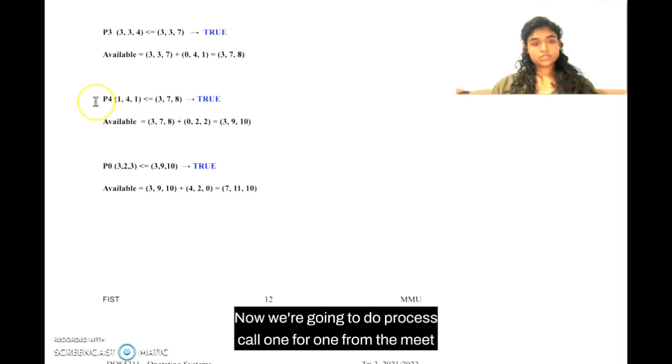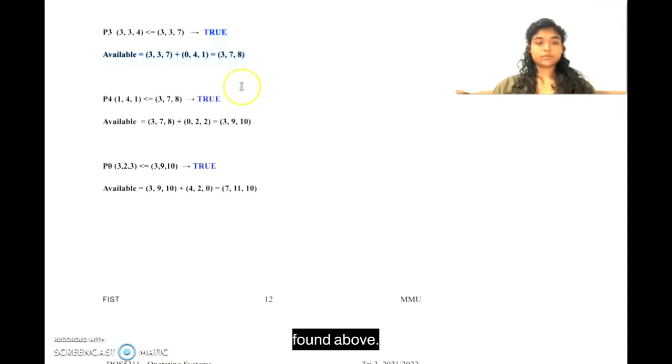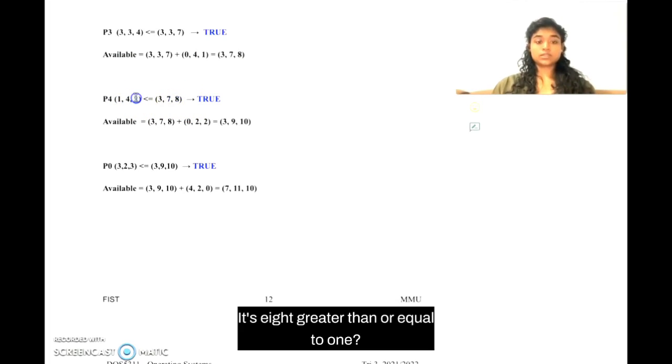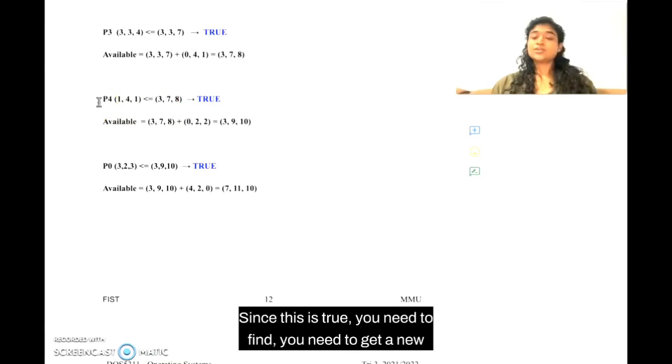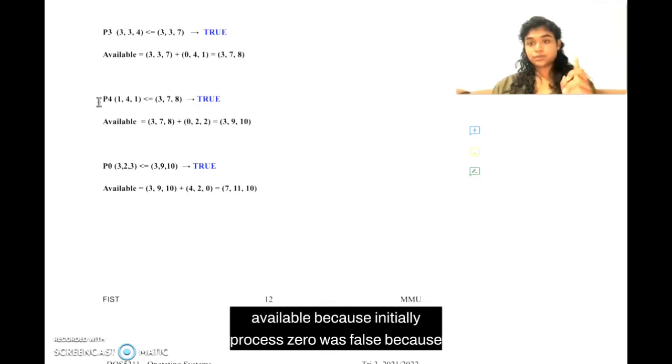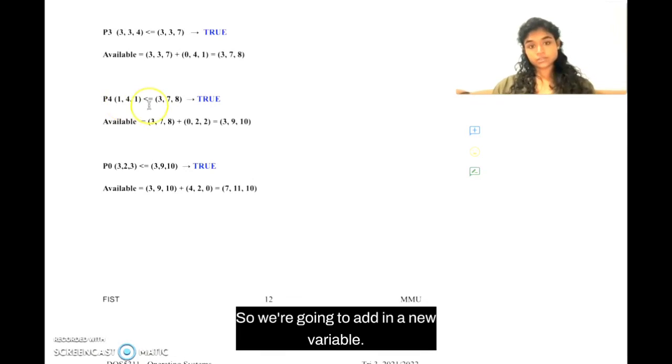So now we're going to do process 4. 1, 4, 1 from the need table and 3, 7, 8 from the available that we have found above. So same thing. Is 3 greater than 1? Yes. Is 7 greater than 4? Yes. Is 8 greater than or equal to 1? Yes. So this is also true. Since this is true, you need to get a new available because initially process 0 was false because of the first number itself.